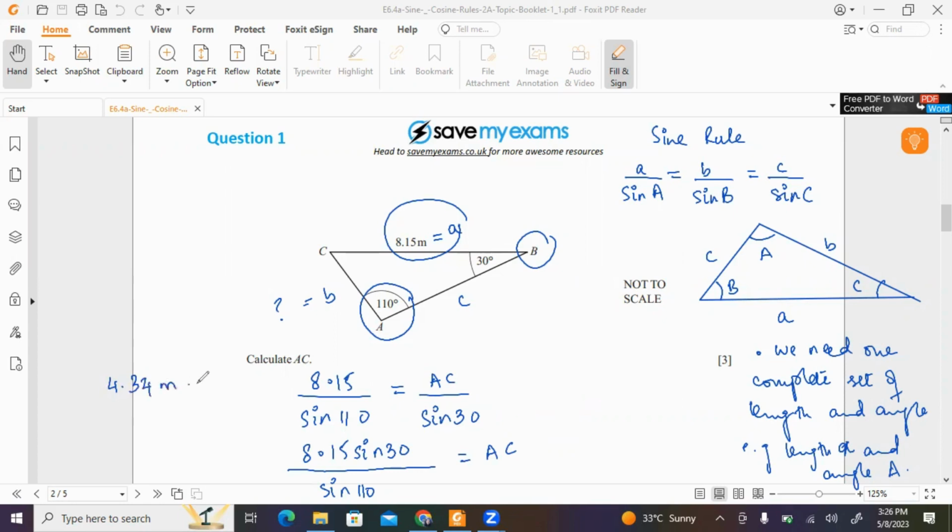4.34 meters is AC. Now, if you're wondering why we only use two fractions in this case, the reason is that the unknown that we're trying to find is AC, and to find AC, we only need two fractions. We don't need the three fractions. Whenever you use the sine rule, we only use two fractions, depending on which values are given and which ones we need to find.